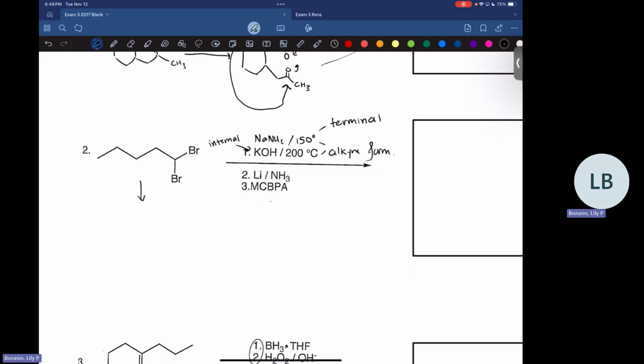So we're just going to form a triple bond. We're not going to form it at the end. We're going to form it in the middle. And since this one would be symmetrical either way, you could put it either there or where I drew it here.